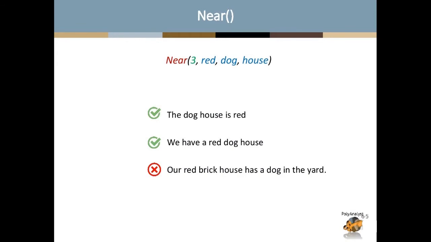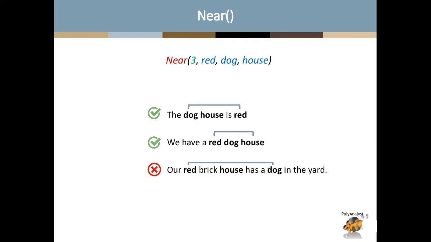So let's take a look at the first one, near. We're looking for near 3 red dog house. This will match the dog house is red. We have a red dog house, but it will not match our red brick house has a dog in the yard. Why not? Well, we gave it 3 words to look for, red, dog, and house. They have to be close to each other. Well, how close? The first parameter we give, the green 3, is an argument that indicates how close they have to be to one another.